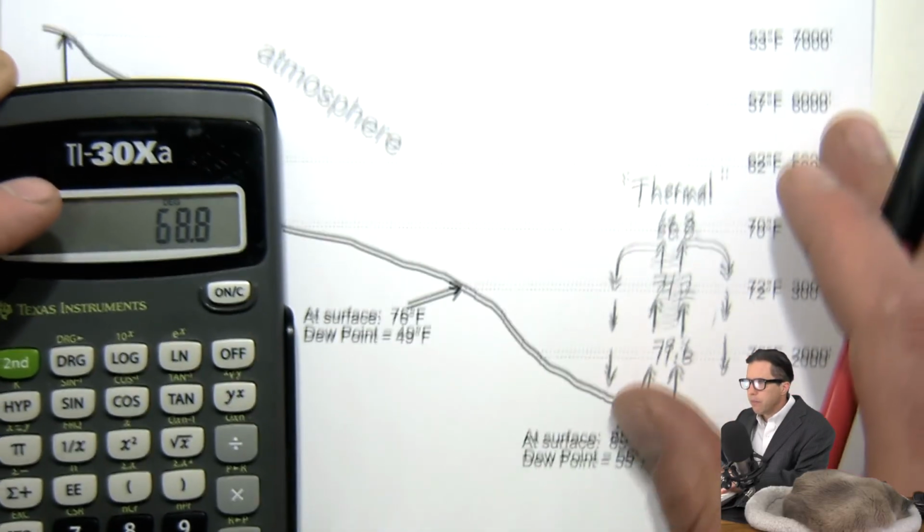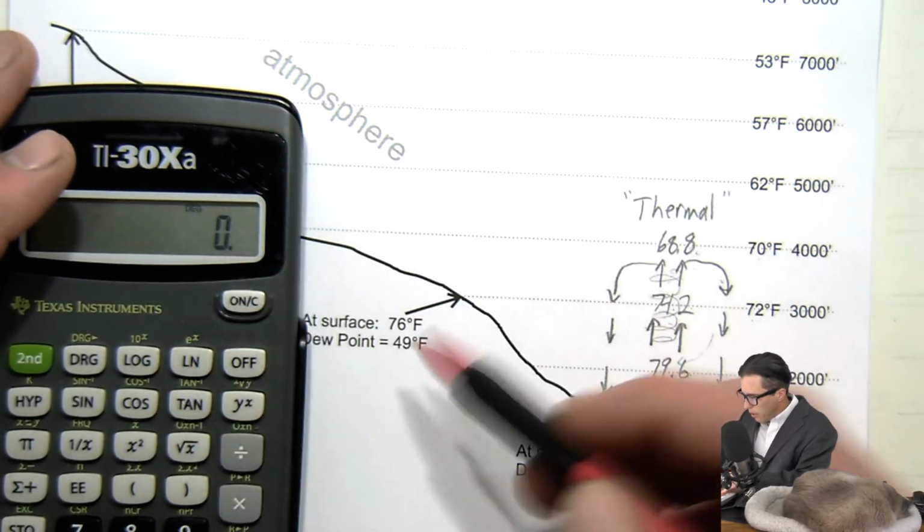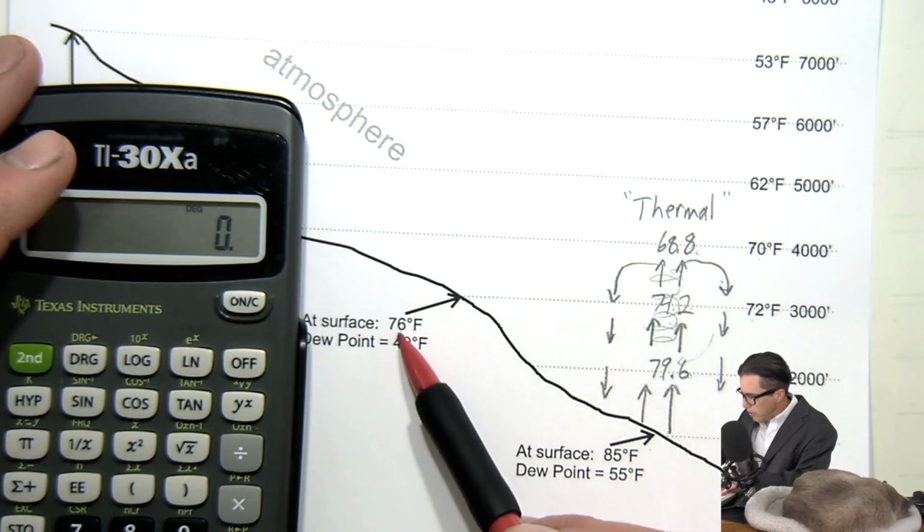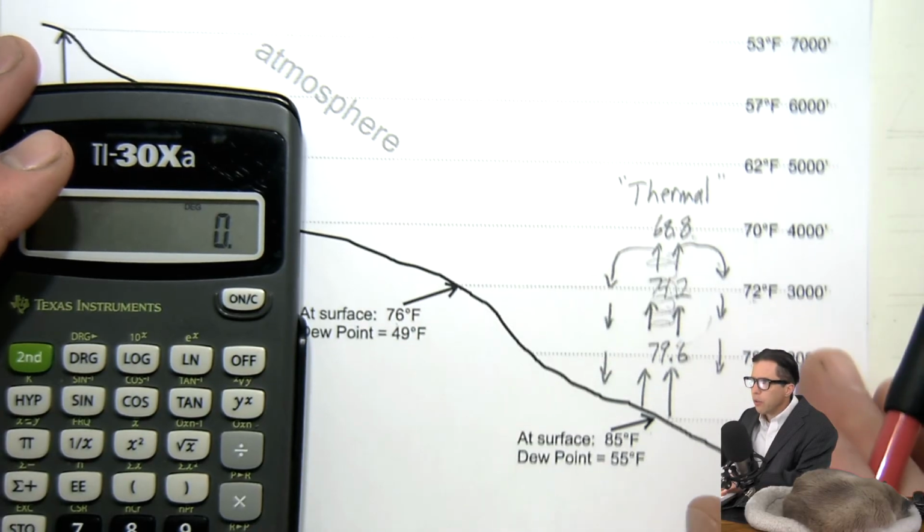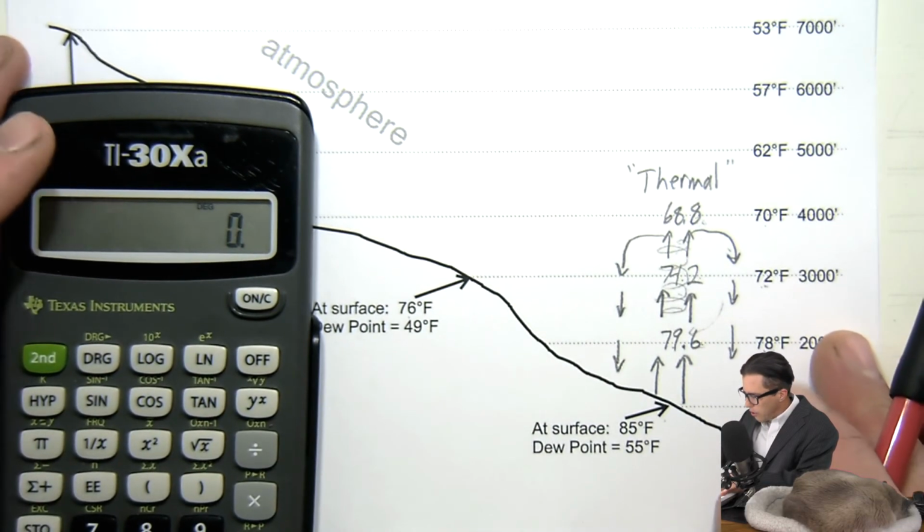And the next one, surface is 76, temperature up there is 72. And the question is, is it going to rise?